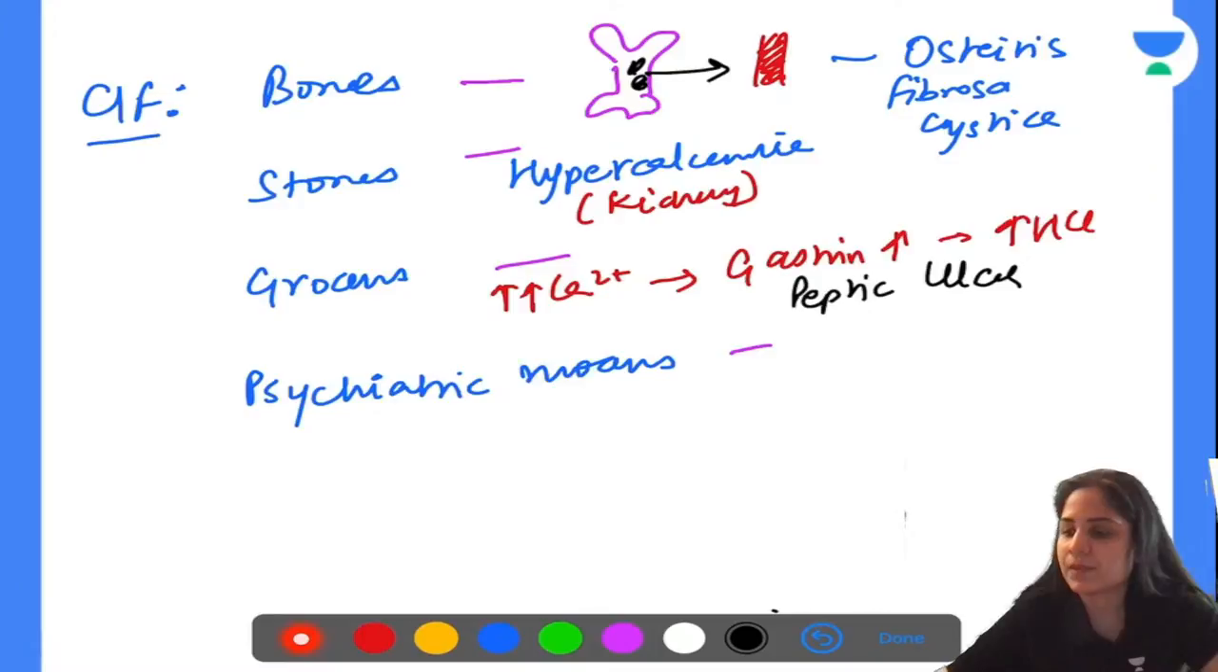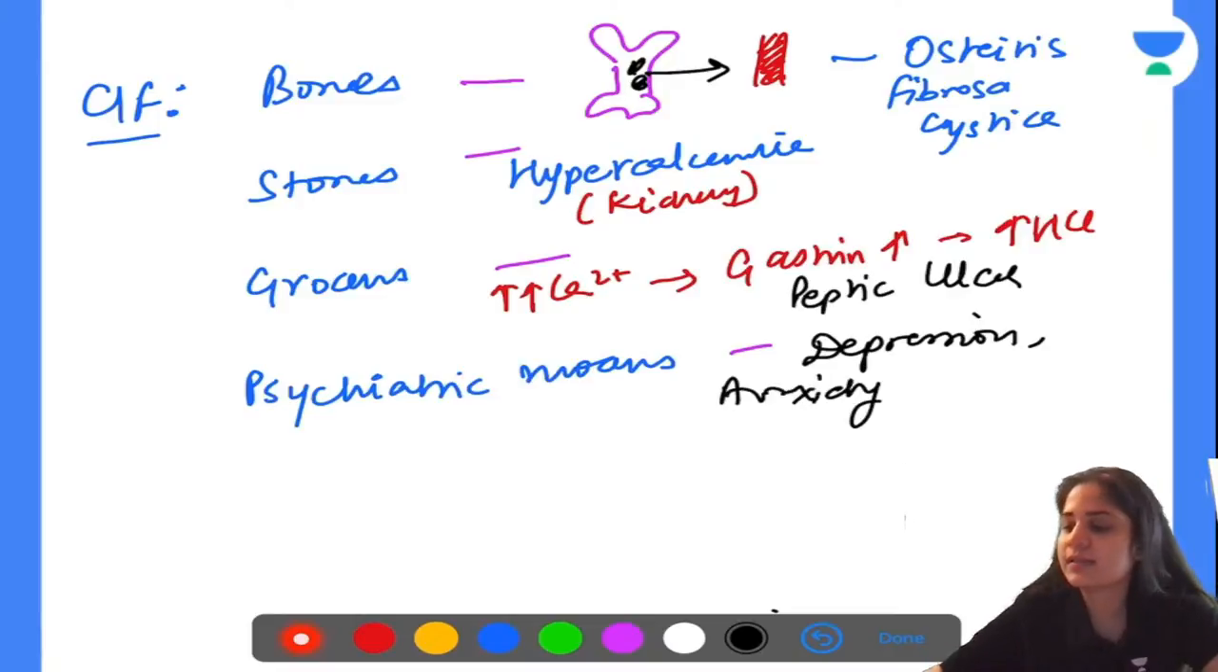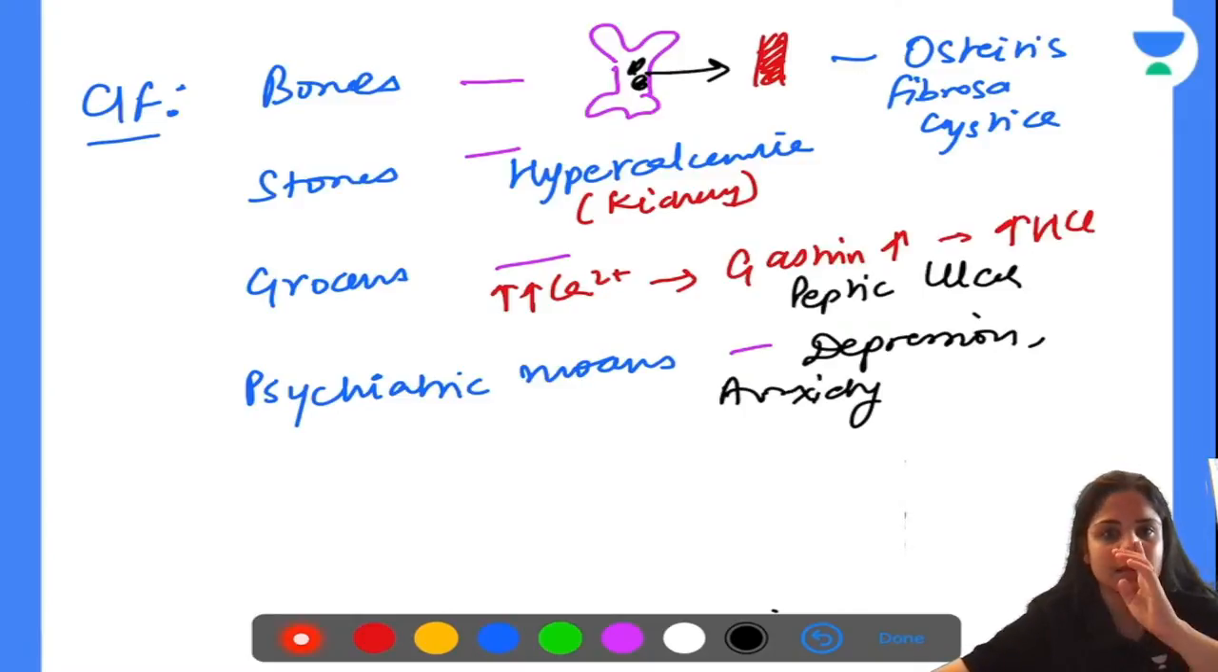Okay, yeah. And why do you get psychiatric moans? Anyone? Any idea for psychiatric moans? Okay, there is no specific reason for the psychiatric moans, but generally these patients will have a lot of mood swings, they will have depression, anxiety disorder, so that is why they have psychiatric moans. All right, so this is the reason. You should also know the reason of all of this: bones, stones, groans. Sirf naam yaad rakke tumhara kaam nahi ho jayega, theek hai?